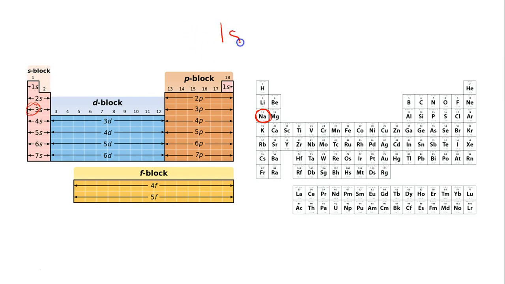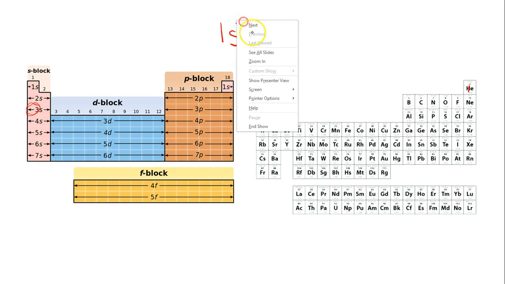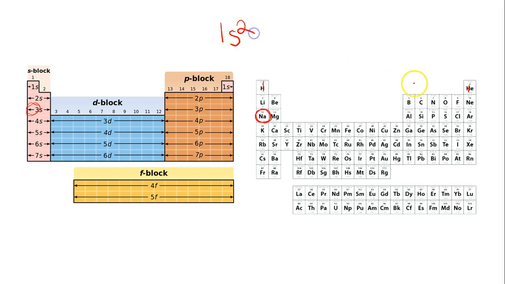We're at the S block, and then we count them up. There's 1, 2. So it's 1s2. We've reached the end of the row, so now we drop down to the next one here, and we're at 2, and then this is still S, and there's 1, 2. We reached the end, but we've got to keep going here.